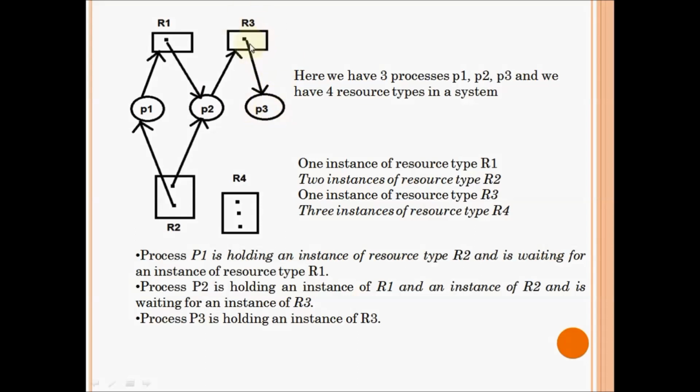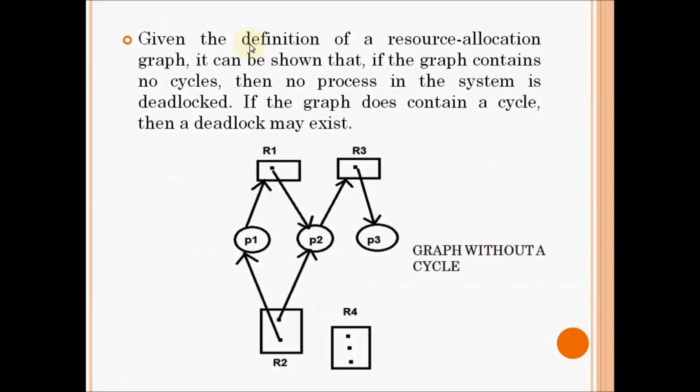Now see here, one important thing you need to know here. In a resource allocation graph, if there is no cycle, then no process in the system is deadlocked. That means if there is no cycle, you can tell that there is no deadlock. But if there is a cycle in a resource allocation graph, then two chances are possible. That means deadlock may exist or deadlock may not exist also.